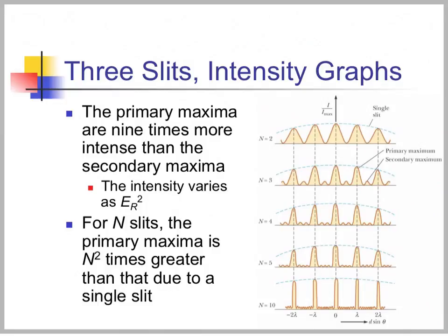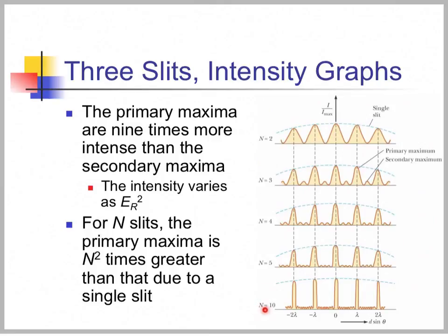So as I plot this, here I have 3 slits. I get primary maximum, secondary, primary, secondary, primary, as opposed to just the primary when I get the double slit pattern. The dotted line is a single slit envelope, which we'll come to next time we talk. But every time I add a slit, I'm going to get an additional secondary maximum. So for n slits, the primary maxima is n squared times greater than that due to a single slit.